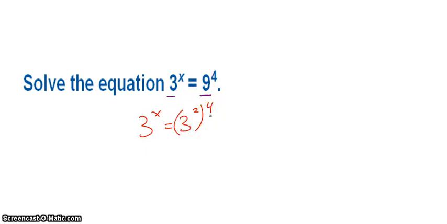I'm rewriting it as 3 squared to the 4th for a reason which you'll see more in the next example. But remember, an exponent to an exponent we multiply, so 3 to the x equals 3 to the 8th. And our bases are the same, so our exponents have to be the same. And in this case, we don't have to solve anything. It comes right out, x equals 8.